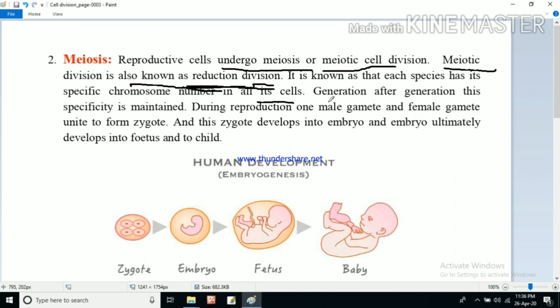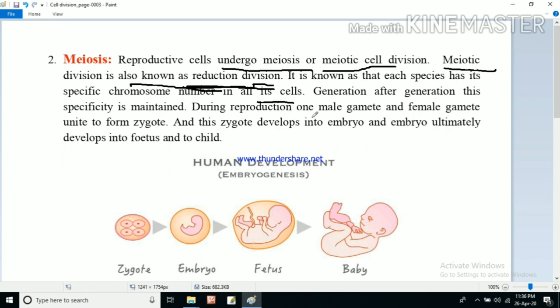So generation after generation, this specificity is maintained. If the cells of my father contain 46 chromosomes, then the cells of my body will also contain 46. The next generation of mine will also have the same number of chromosomes. It will be the same for each generation.